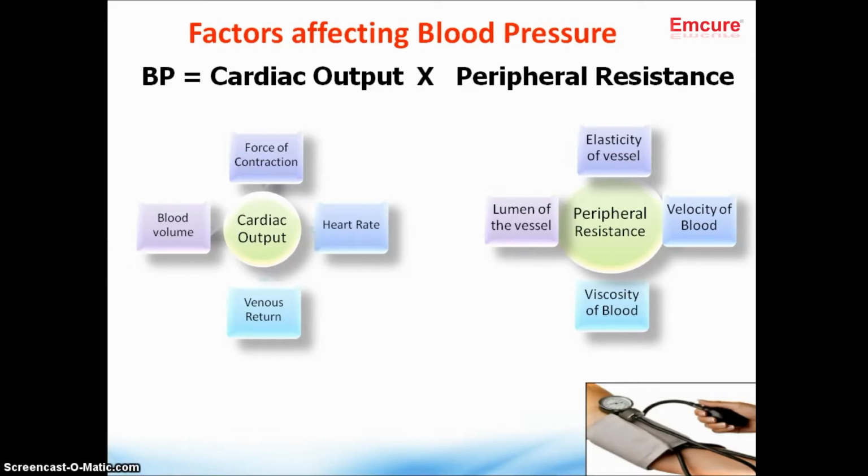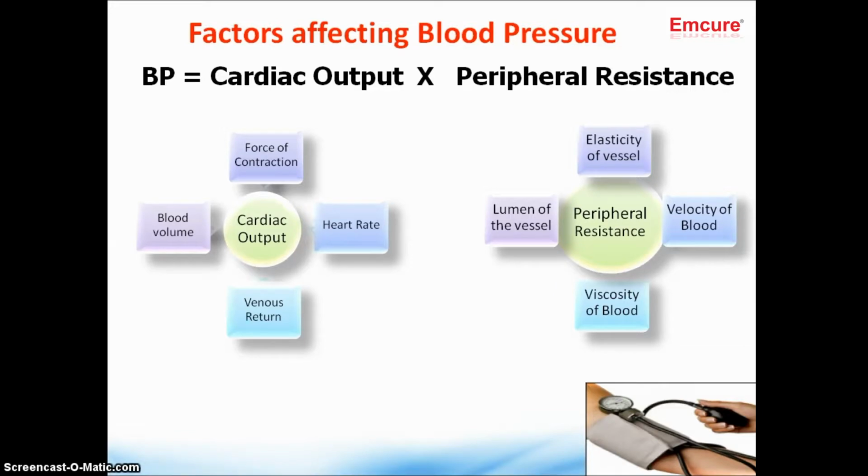So when we consider cardiac output as a parameter which regulates blood pressure, we have four factors which, in turn, control the cardiac output. First, force of contraction of the heart. Second, the volume of blood flowing in the body. Third, your heart rate. And fourth, the venous return.